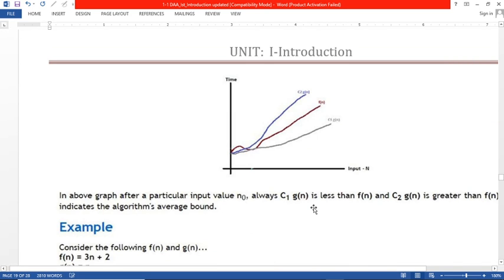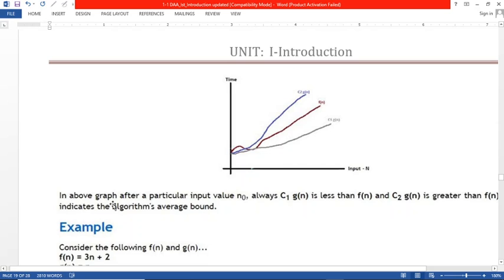In the graph you can see, average means the function, this red line is f of n, and c1 g of n is less than f of n, and c2 g of n is greater than f of n.